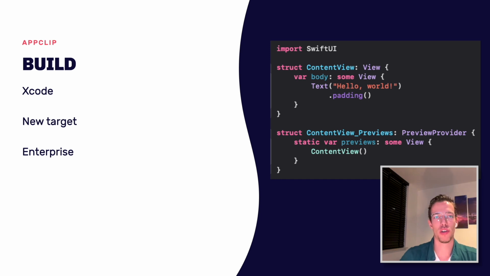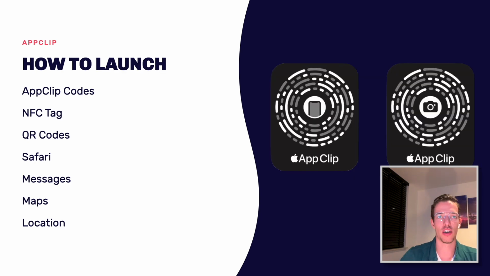Okay, now that we made a new target, how do we launch it? Well, there are several ways for your users to launch an app clip. And first are by AppClip codes. An AppClip code is what you can see on the right side. One of them is integrated with an NFC chip, and the other one isn't. That's just a QR code.